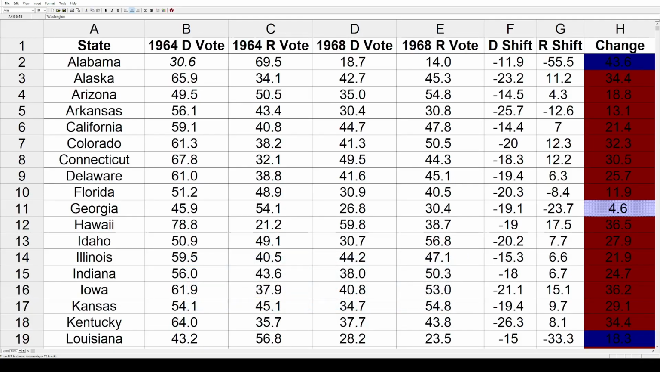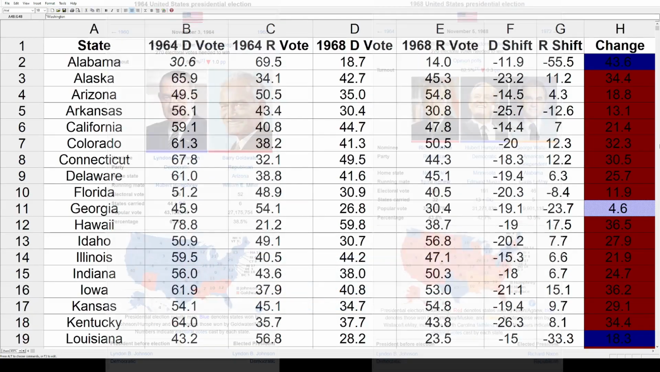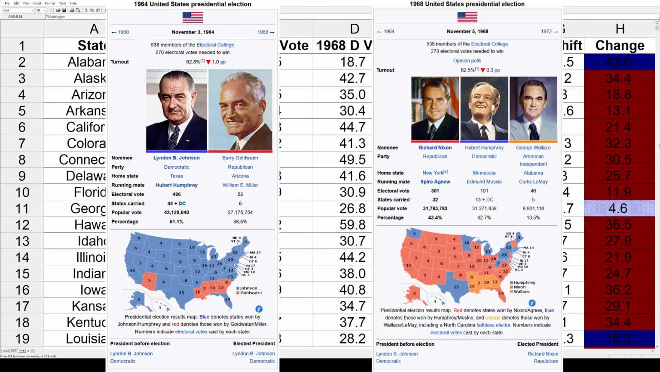So first we'll put up a little bit of background about both of these elections. 1964, that was the Lyndon Johnson landslide. He got 486 electoral votes. He carried 44 states plus DC, over 61% of the popular vote. The Republican Barry Goldwater, he only got 52 electoral votes, carried 6 states, good for 38.5% of the vote. So that was a high point for the Democrats.